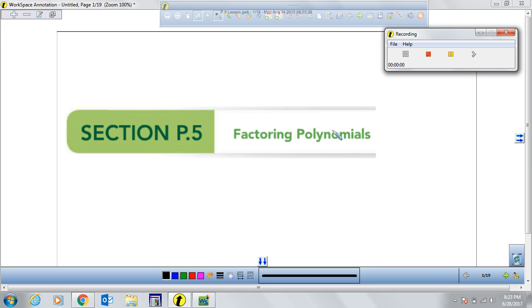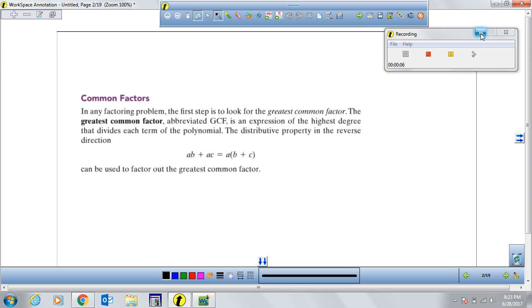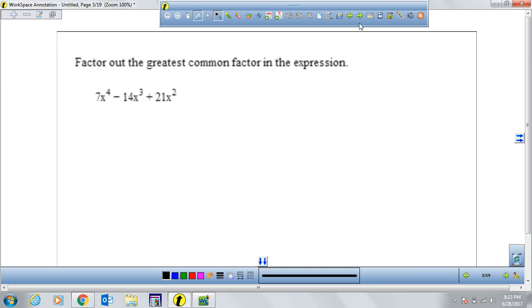In this section P.5, we're going to be factoring polynomials. So the first thing we're going to begin is factoring out the greatest common factor from a polynomial expression. The greatest common factor basically represents the highest expression that can be divided from a set of terms.